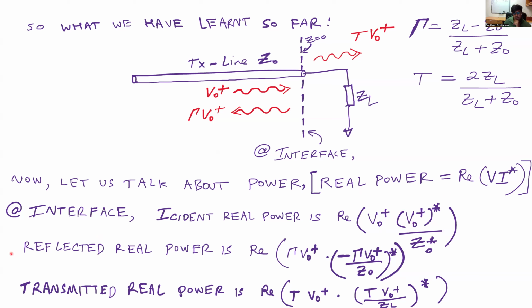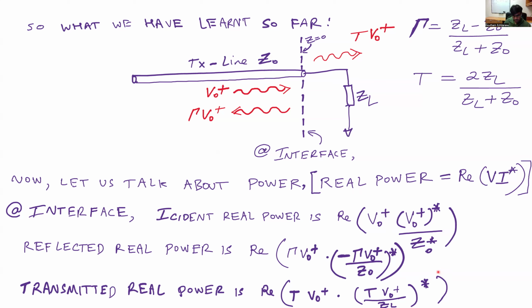Similarly, the reflected power can be defined as the real part of the reflected voltage wave, which is gamma times V naught plus, times the reflected current, which is minus gamma V naught plus over Z naught complex conjugate. Similarly, we can also write the transmitted real power as the real part of the transmitted voltage wave, which is T V naught plus, times the transmitted current, which is T V naught plus over ZL complex conjugate.